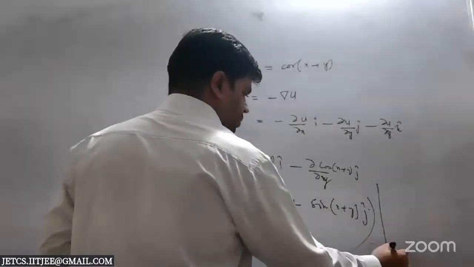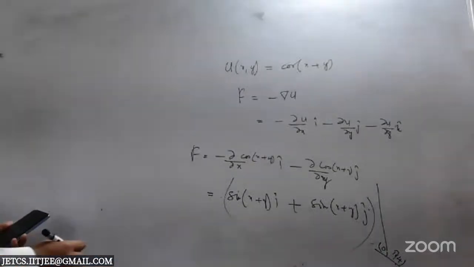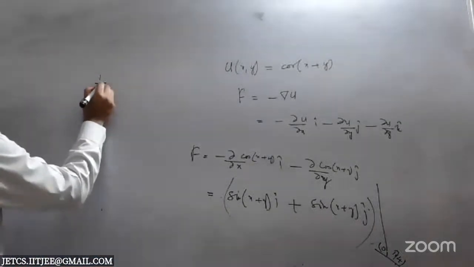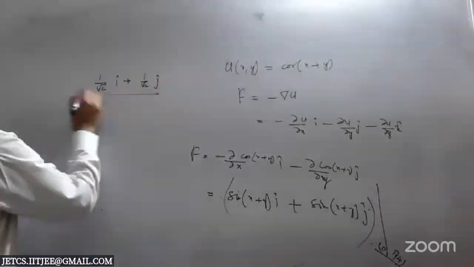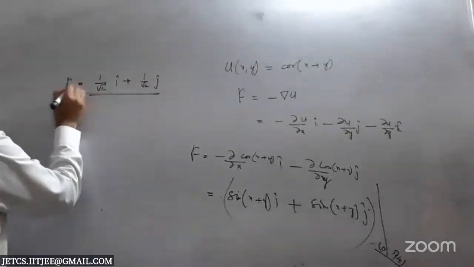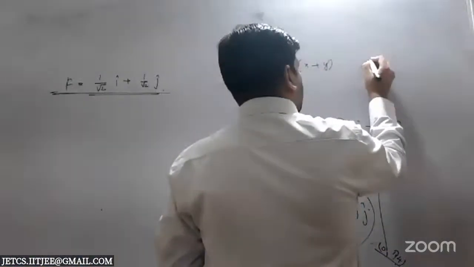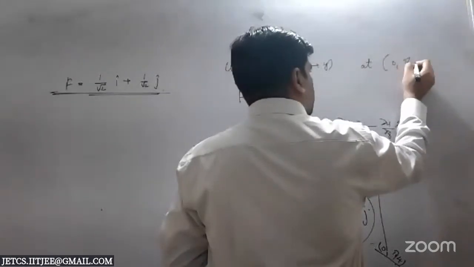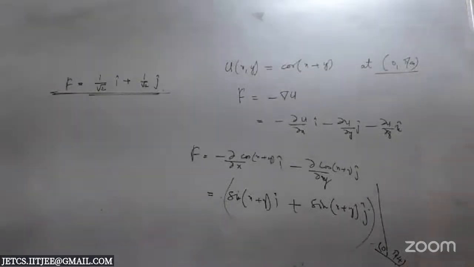At a point 0 comma pi by 4. So I substitute x as 0, y as pi by 4. So what do I get? Sine of pi by 4 is nothing but 1 by root 2 i cap plus 1 by root 2 j cap. So that's my force at a point x comma y as 0 comma pi by 4. Is it clear?